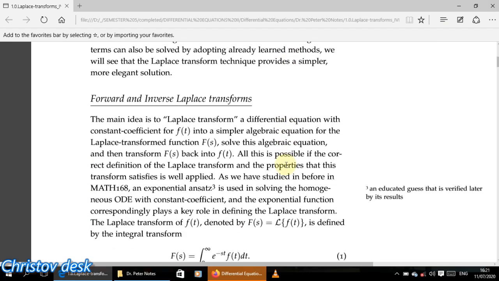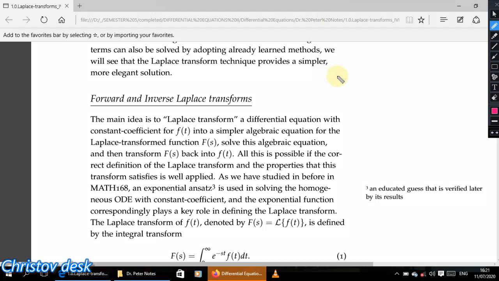So let's look at the forward and inverse Laplace transform. Because we would take the Laplace transform and then afterwards we want to bring it back. So you have the equation, you take the Laplace of all the expressions in the equation, and when you are done, you take the inverse and get your expressions.